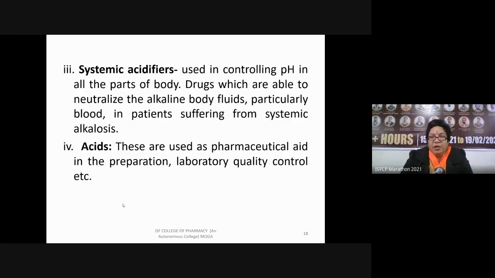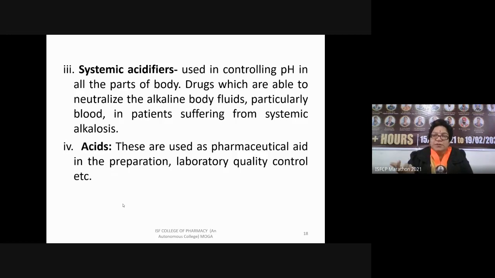The drugs which are able to neutralize the alkaline body fluids. If body fluids become too alkaline, too basic, then they are able to neutralize those fluids, particularly in the blood in patients suffering from systemic alkalosis.